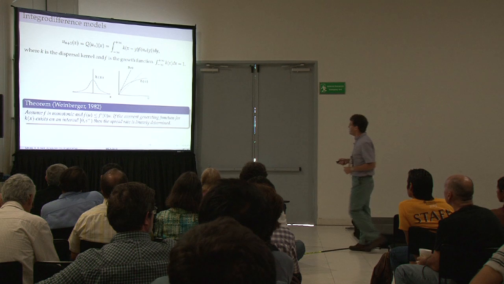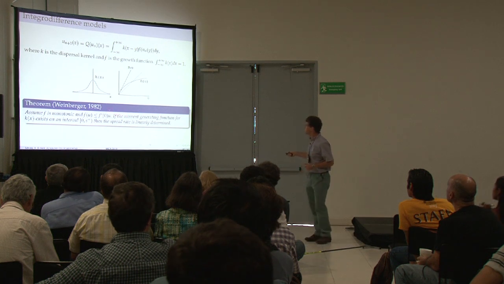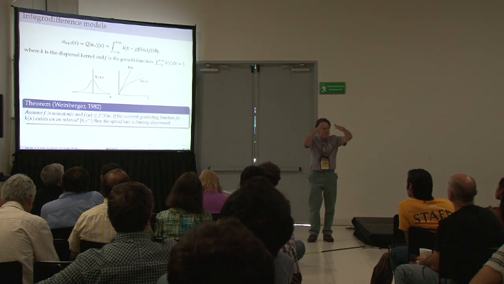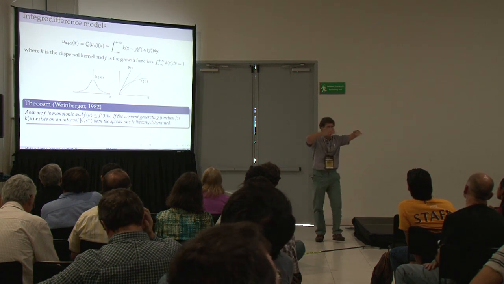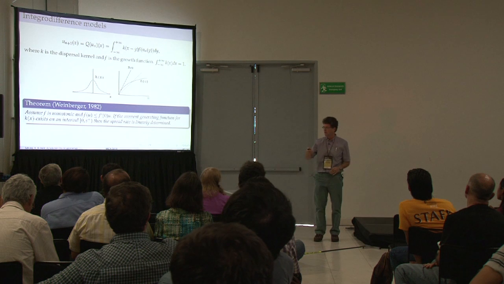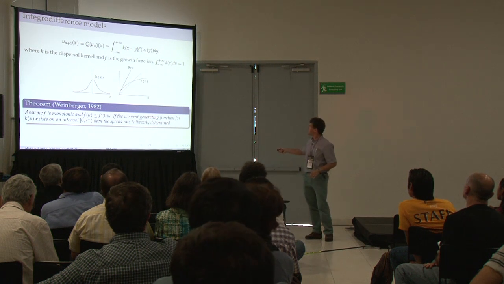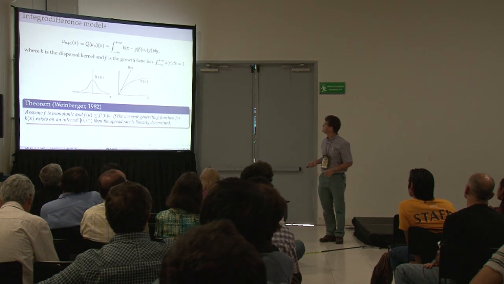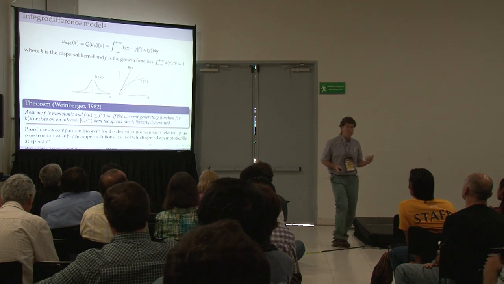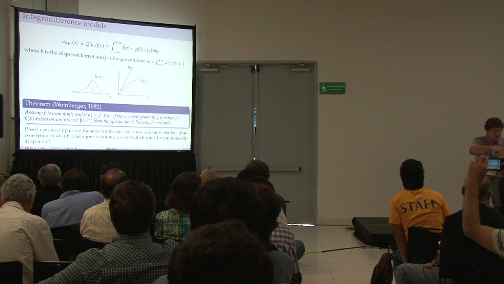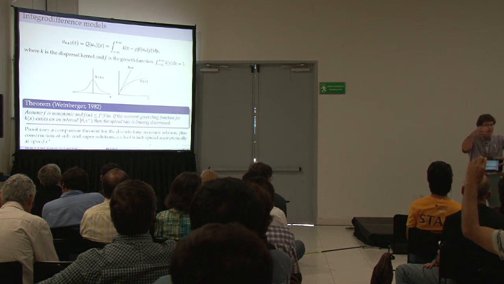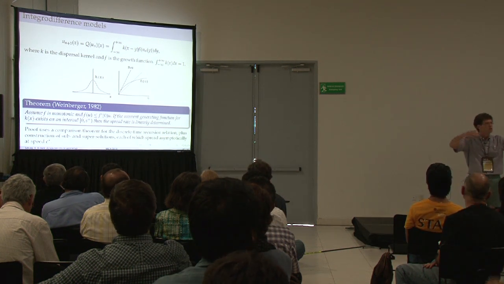If you have a moment generating function, it means that the tails of this dispersal function have to drop off sufficiently quickly. If they have fat tails that don't drop off exponentially, this condition won't be met. The proof is very similar to the earlier work. You need to create a sub-solution and a super solution, and watch how quickly each of those spread.